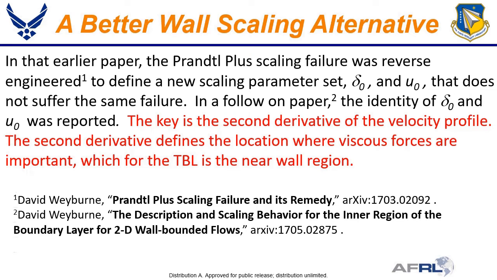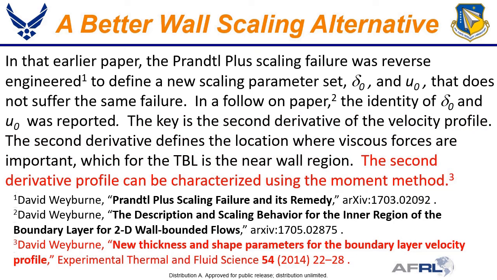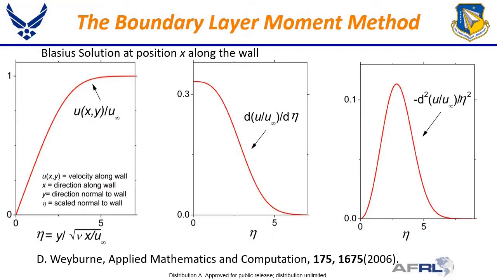The second derivative defines the location where viscous forces are important, which for the turbulent boundary layer is the near wall region. The viscous forces directly influence the wall shear stress and hence the inner region of the turbulent boundary layer. The question becomes, how do we characterize the second derivative profile? To characterize the second derivative profile, we turn to the integral moment method for describing the thickness and shape.